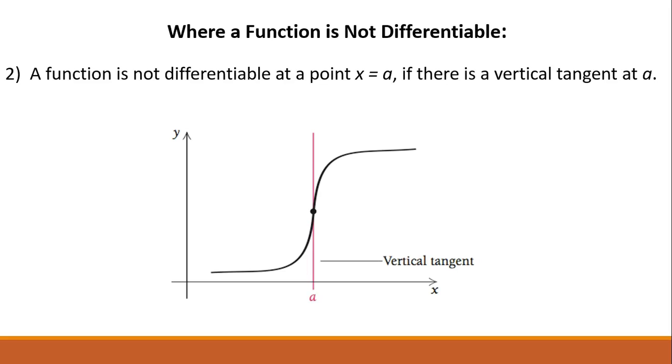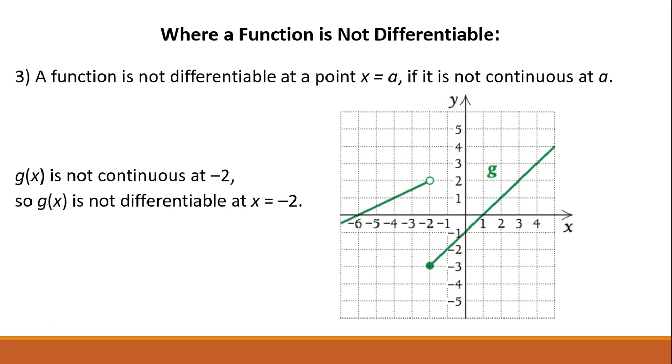A function is not differentiable at a point x equals a if there's a vertical tangent at a. So at this point that's in red, we would not be able to take the derivative at that point. It probably makes sense, after all, if the derivative tells us the slope of a tangent line, that's a vertical line, and a vertical line has a slope that's undefined. And the third thing that we can't do is take a derivative at a point, x equals a, if our function is not continuous at a. So in this case, we would not be able to take a derivative at x equals -2.